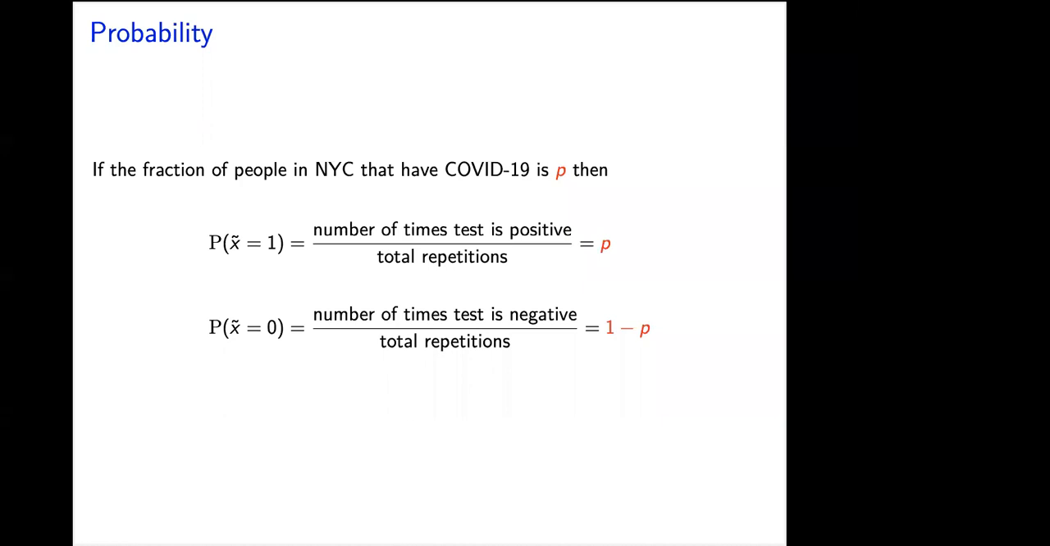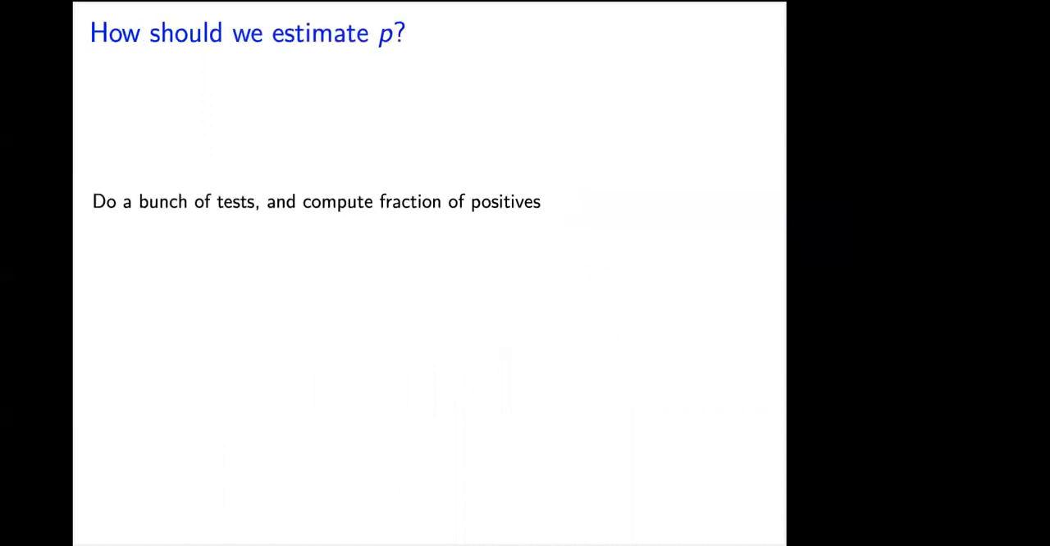So p is a fraction, between 0 and 1, and the probability it's negative is 1 minus p, so that the two probabilities will add up to 1. Either it's positive or it's negative.